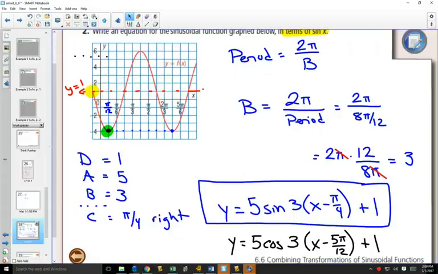So if you want some practice with these ones, do 4, 5, 6, and 7. And in tomorrow's class, we'll get some more practice with these graphing questions.